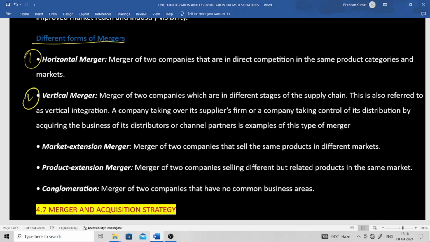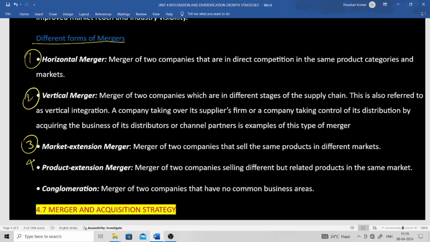The third kind is market extension merger. It is a merger of two companies that sell the same product in different markets. For example, if two companies merge, the product produced by the first company will be sold in the market of the second company.